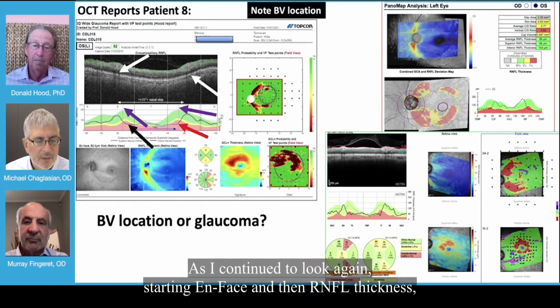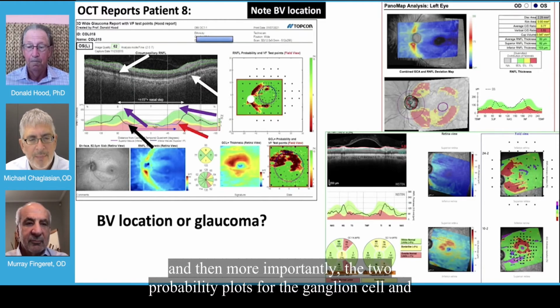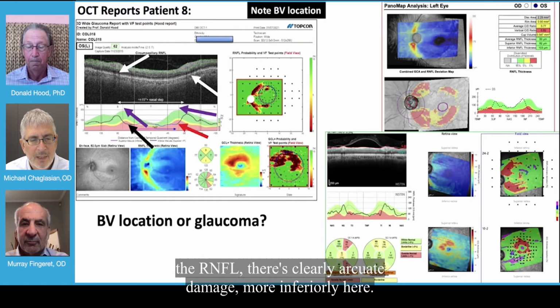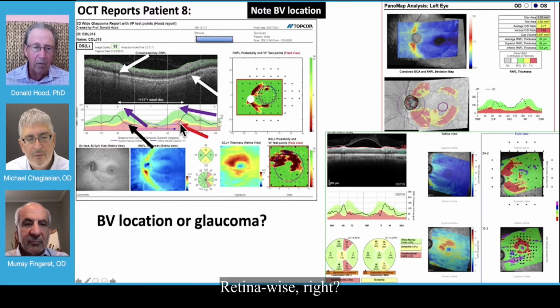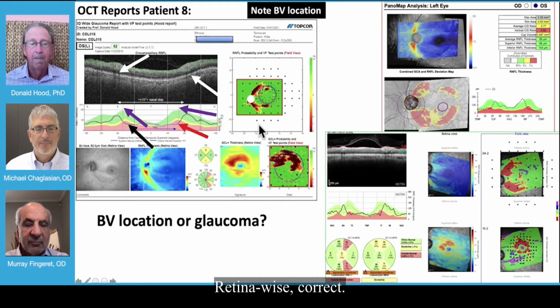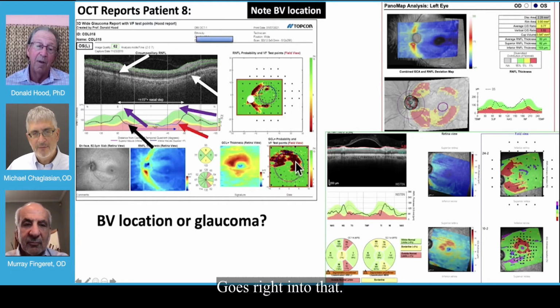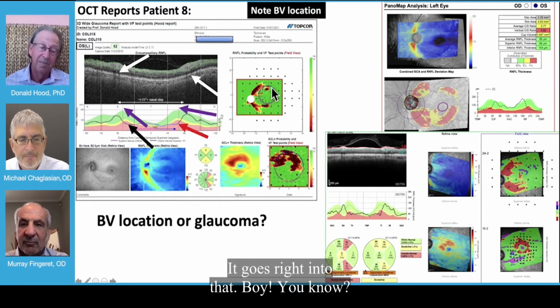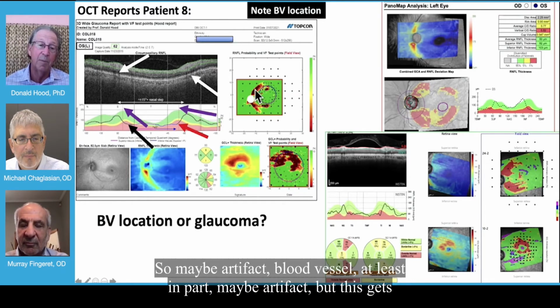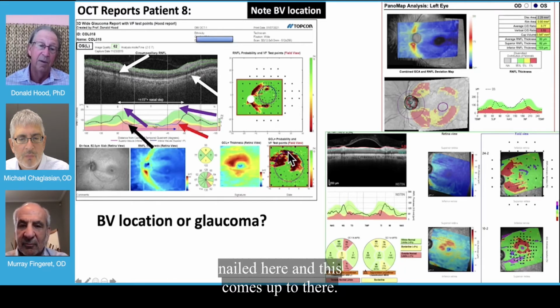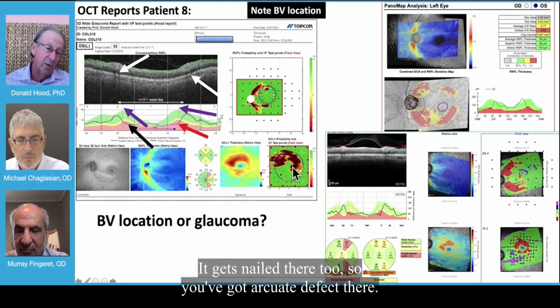Yeah, as I continue to look, again, starting on FOS and then RNFL thickness, and then more importantly, the two probability plots for the ganglion cell and the RNFL, there's clearly arcuate damage more inferiorly here, but also superiorly. Retina-wise, correct. Right. And again, applying that rule I mentioned earlier, it goes right into that. So maybe artifact from the blood vessel, at least in part, but this gets nailed here. And this comes up to there, gets nailed there too. So you've got an arcuate defect there.